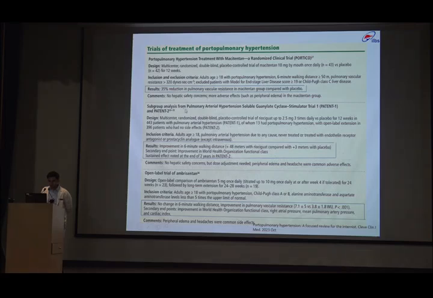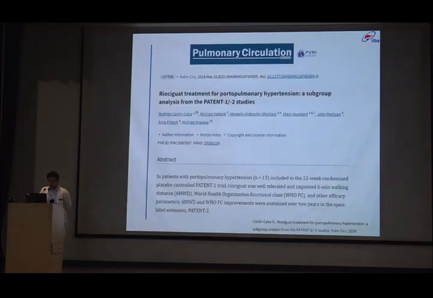Again, from the next trial, which was for all PAH classes, PATENT-1 and PATENT-2, a subgroup of which has shown that riociguat has led to improvement in 6-minute walk distance. The third trial was an open-label trial of ambrisentan 10 mg once a day. It was also in Child-Pugh class A and B. This trial has shown an improvement in pulmonary vascular resistance and other secondary outcomes. Riociguat treatment for portopulmonary hypertension was a subgroup analysis from the PATENT-1 and PATENT-2 studies. This study has shown an improvement in the 6-minute walk test, and there were not many side effects.